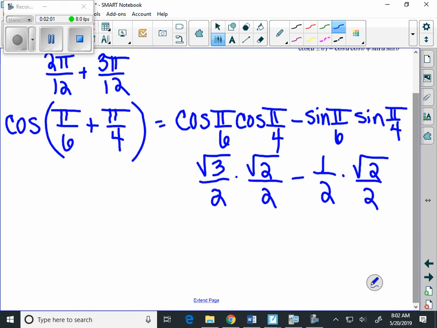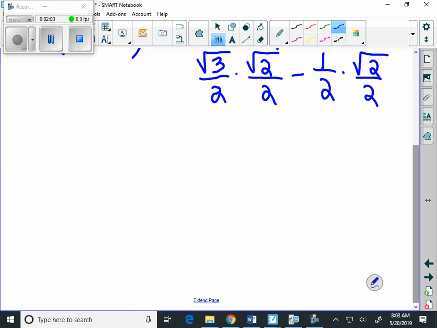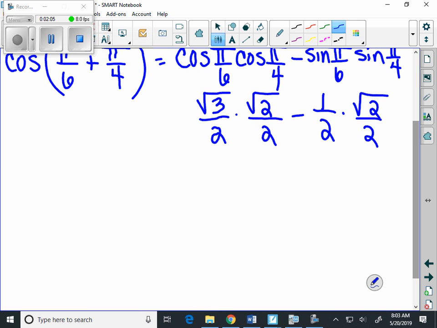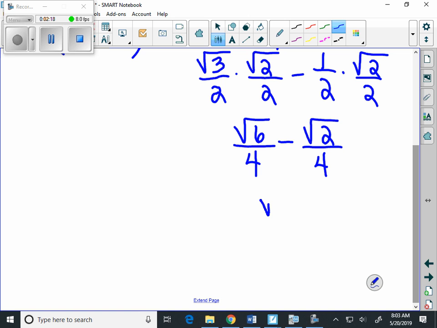And as we finish this problem here, or get close to finishing it, we get radical 6 over 4. Remember, we multiply the tops of the fractions together and the bottoms of the fractions together. 1 times square root of 2 is square root of 2. 2 times 2 is 4. And then lastly, square root of 6 minus square root of 2 divided by 4.